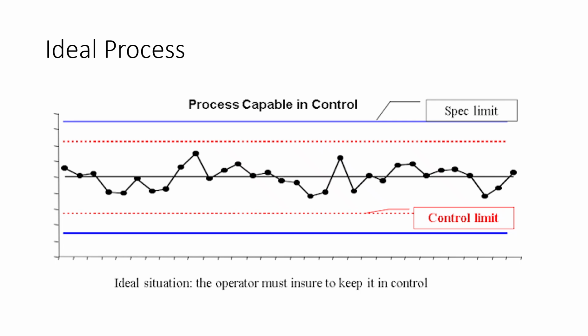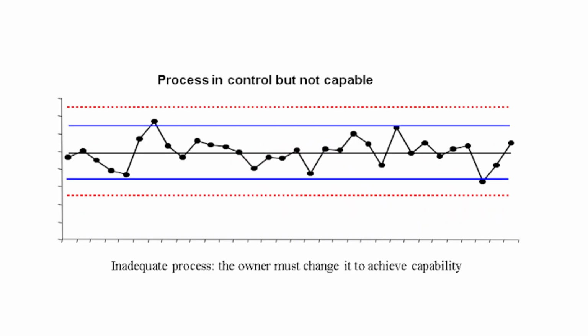Let us now compare several situations of process stability and capability. In an ideal process, the process is stable over time. There are no out-of-control symptoms in the SPC chart, and the spec limits are beyond the control limits. In this case, the operator should keep it in control. This is a stable process, but unable to satisfy the customer requirements. It is up to the process owner to improve this process.